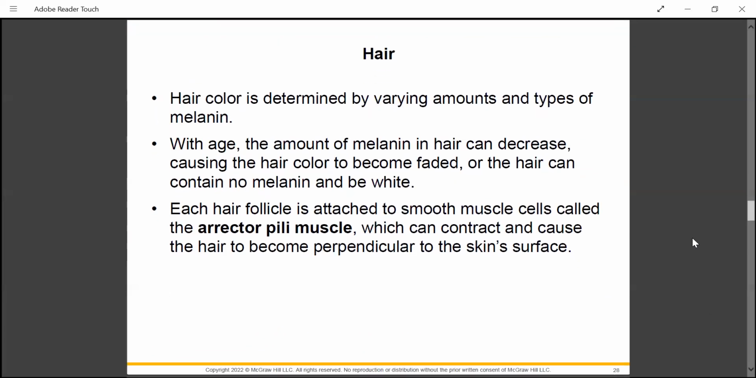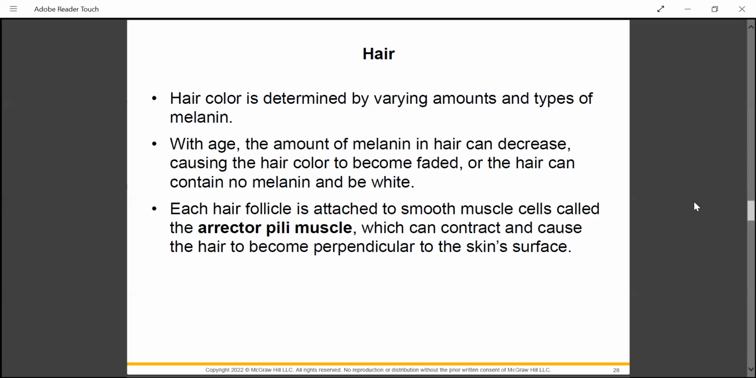Just like skin color, our hair color is determined by the amount and type of melanin, not the amount of melanocytes. It's the amount and type of melanin itself. Of course, with age, the amount of melanin can decrease, which is why hair color can become faded, or it can get to that gray or all the way to white because it doesn't have melanin.